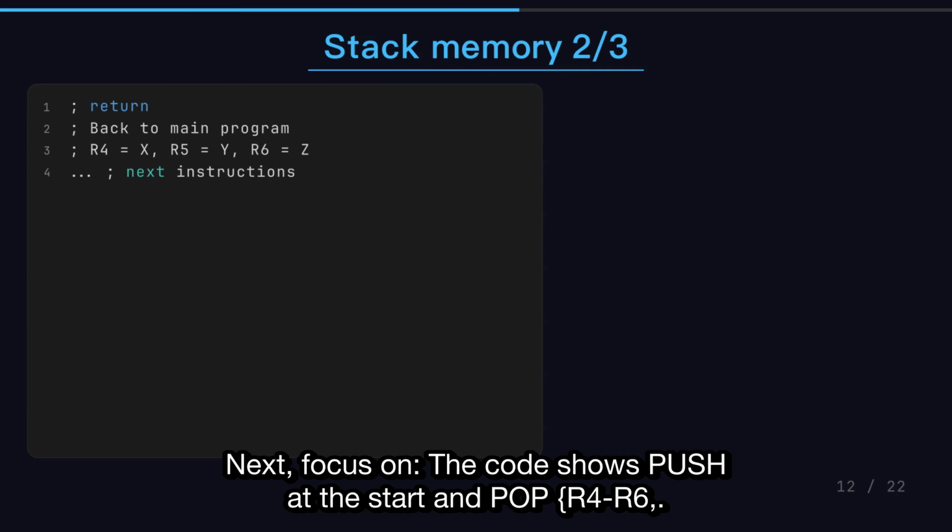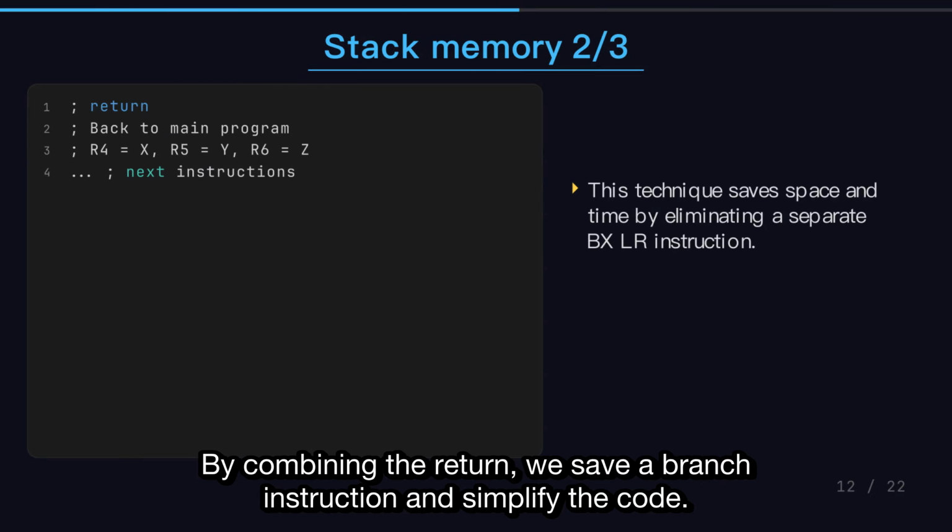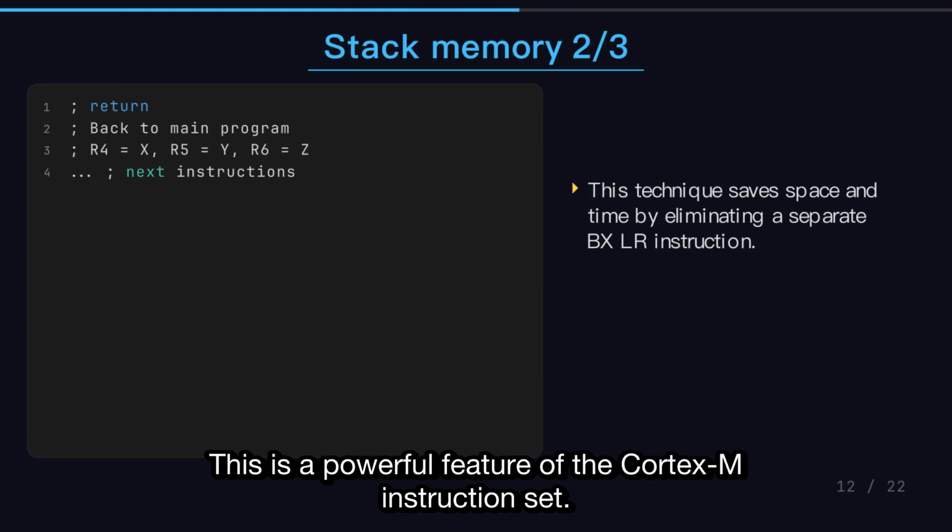Next, focus on the code, which shows PUSH R4, R2, LR at the start and POP R4, R2. By combining the return, we save a branch instruction and simplify the code. This is a powerful feature of the Cortex M instruction set.